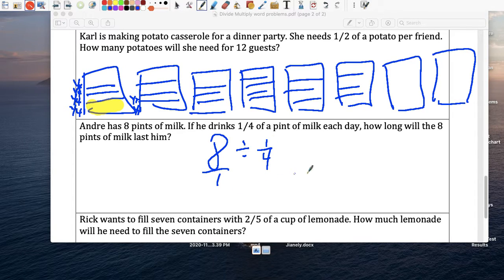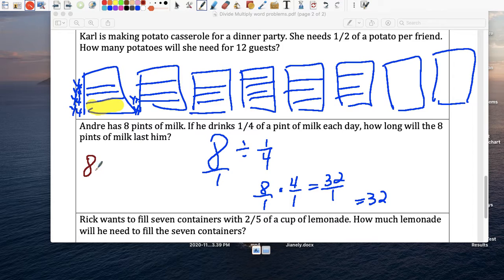Change that to a whole number. Then we're going to change the division to a multiplication, use the reciprocal. 8 times 4 is 32. 1 times 1 is 1, which gives me 32. So I guess, guys, if you draw it out, okay, it makes sense.